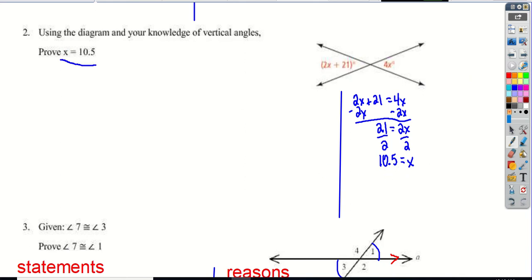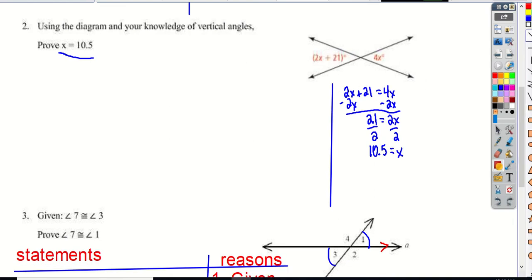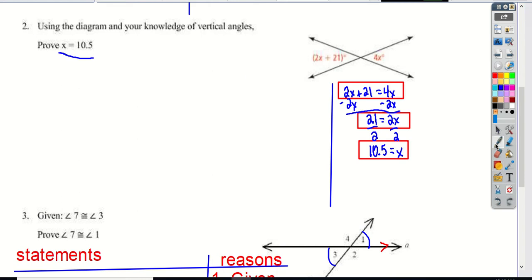So in a proof, we don't actually show our work. We just give you the equations that you go from one to the next. If I was actually doing a proof, which we're going to do in a second here, I would write down this first equation right here, the second equation right here, and the third equation right there. I would not show you the minus 2x, and I wouldn't show you the divide by 2. I'd just give you the equations, okay?